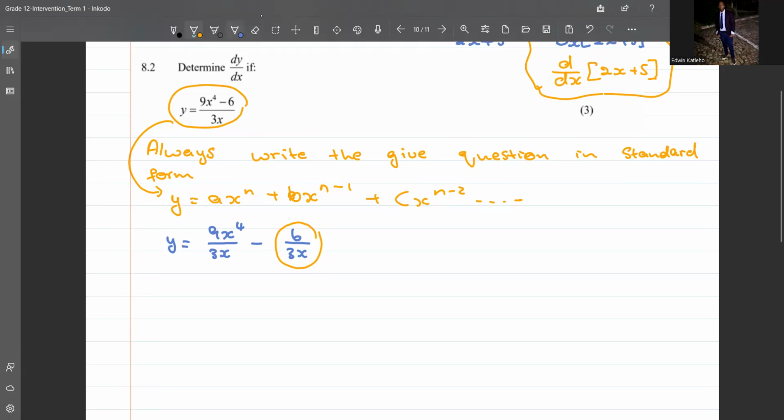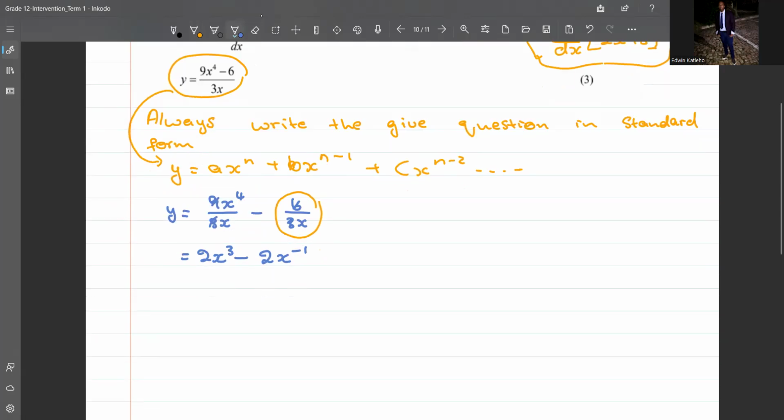I'll just show you with an example. What we're going to have here is that 3 divides into 9 two times, and then x to the 4 divided by x, we get x to the 3. Subtract 3 divides into 6 two times, and then this x, because it's a denominator, we write as x to the power of -1 according to the exponential law. Now you can see that this expression is now written in its standard form. That's what we're looking for.